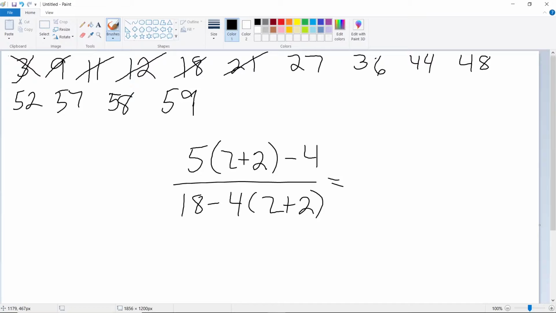So first we want to distribute. 5 times Z is 5Z. 5 times 2 is 10, minus 4. And then we can add those two numbers. 10 minus 4 is 6. So we have 5Z plus 6.